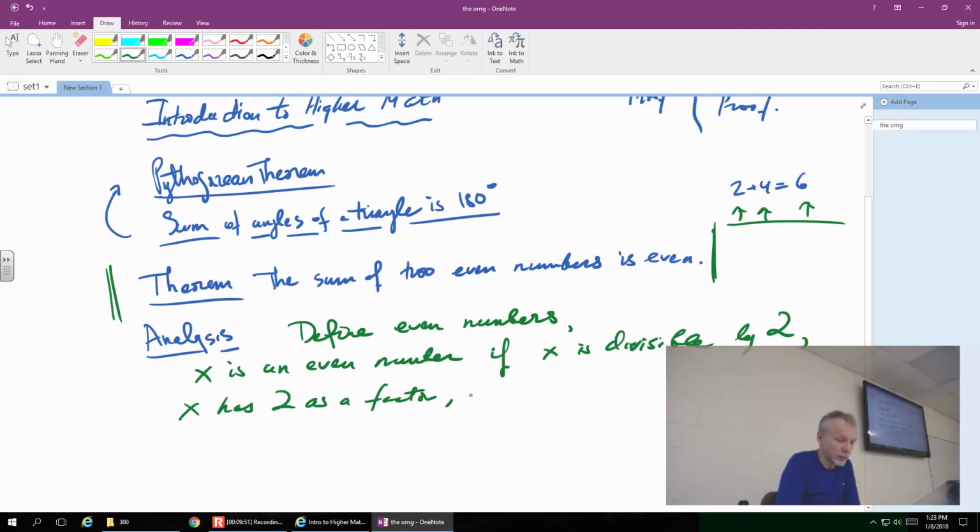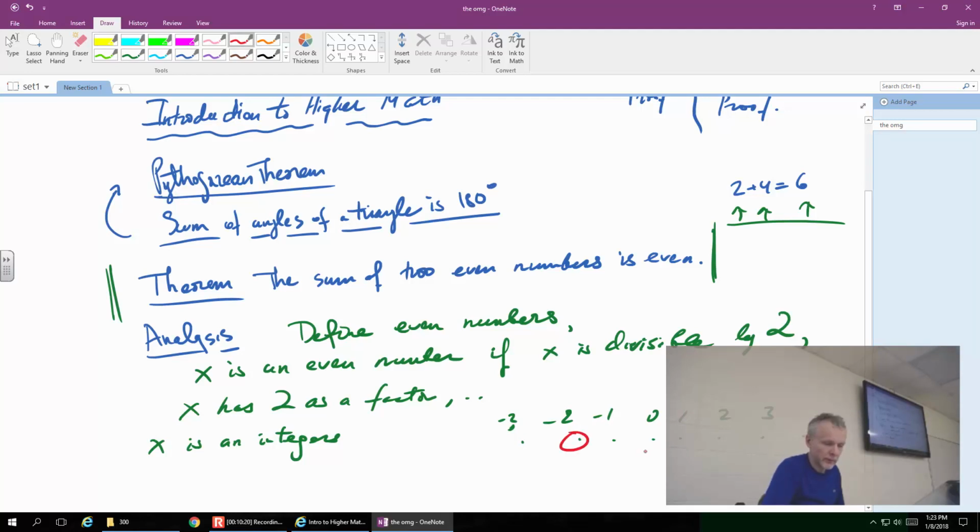And the starting point is x is an integer. It is assumed, obviously, if you're talking about even or odd, you are not talking about fractions, you are not talking about pi, you're talking about integers. So that limits our attention to a smaller collection of numbers, like this: -2, -1, 0, 1, 2, 3.